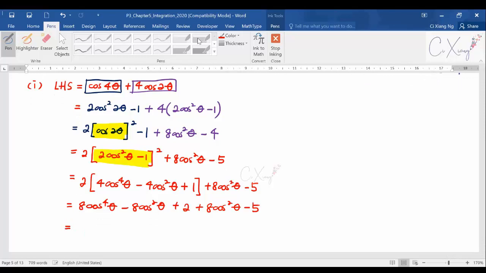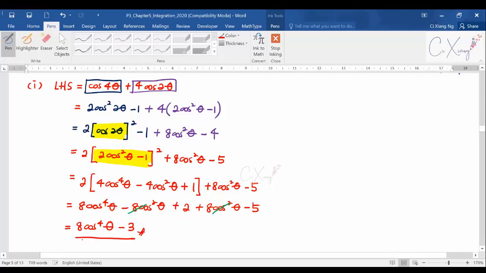Alright, so from here, again, you try to simplify everything. Negative 8 cos squared, positive 8 cos squared. Alright, so 2 minus 5, you get negative 3. So to simplify it, you will get the answer that they want you to prove, which is 8 cos power 4 theta minus 3. Alright, so this is the result that they want you to prove, correct or not?